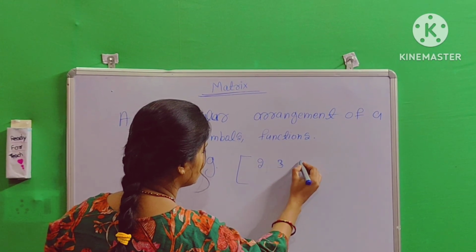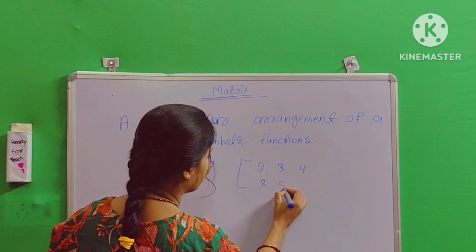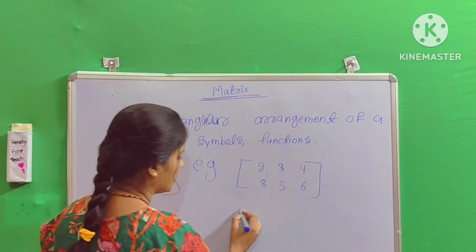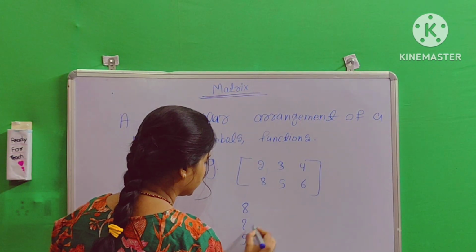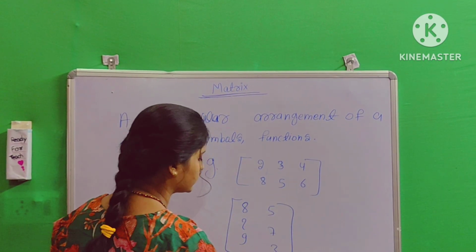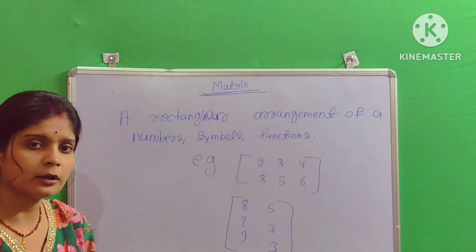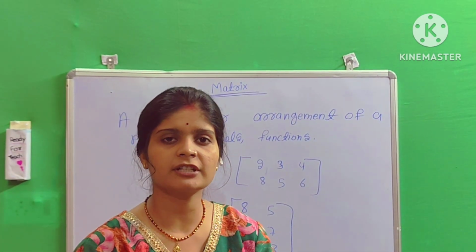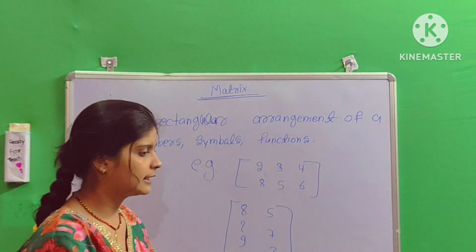2, 3, 4, 8, 5, 6. This is a matrix, okay? 8, 2, 9, 5, 7, 3. This is a matrix, okay? Now, let's write how we write a matrix and what is the symbol of a matrix.